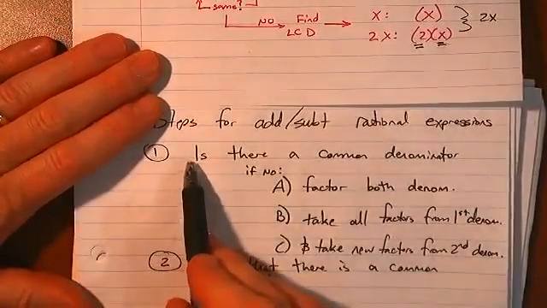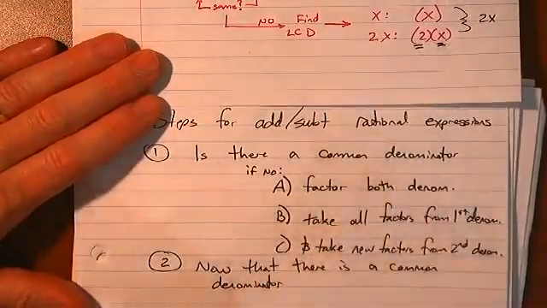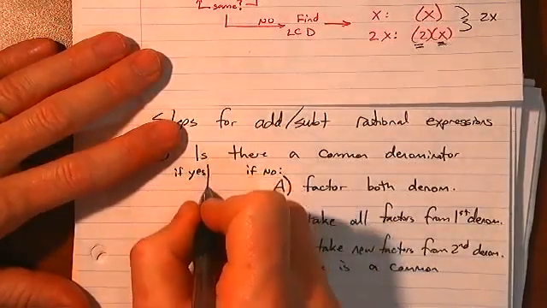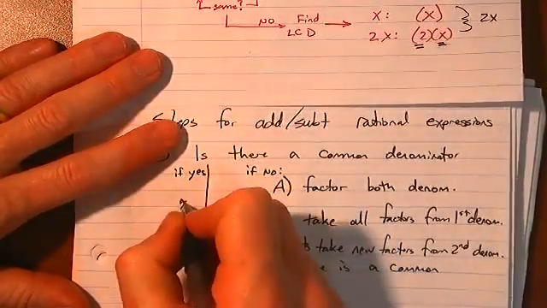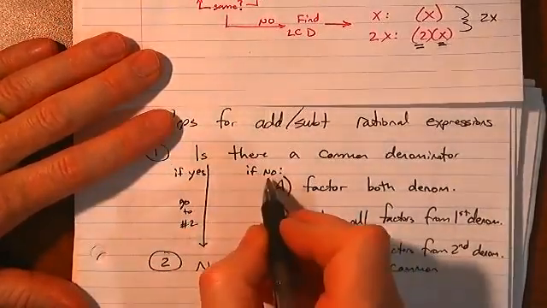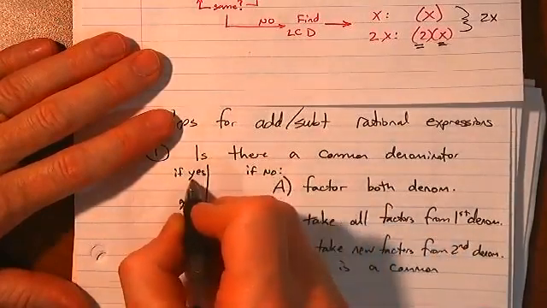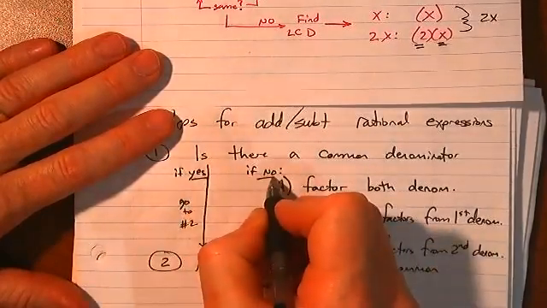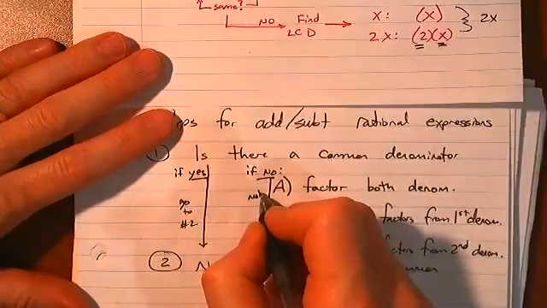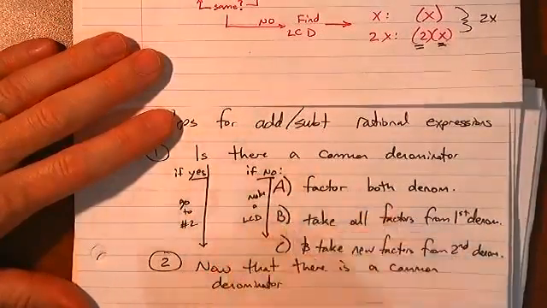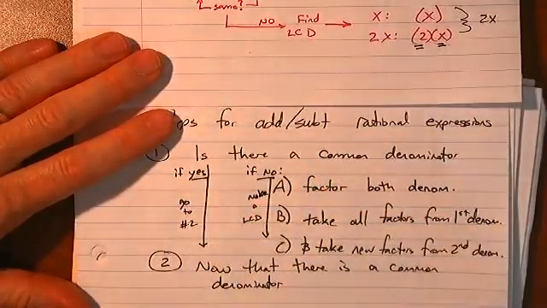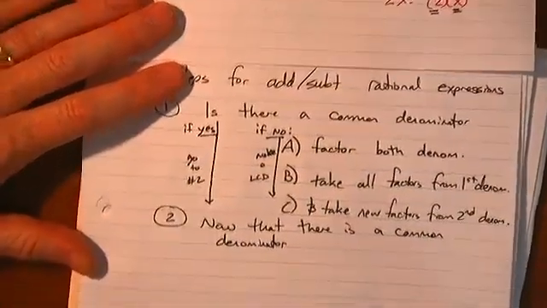Okay, so is there a common denominator? If the answer is yes, go to step 2. But if the answer is no, then what we need to do is we need to make a common denominator. And those are our 3 processes. This says make a common denominator, make a common denominator. Okay, those are our 3 steps.